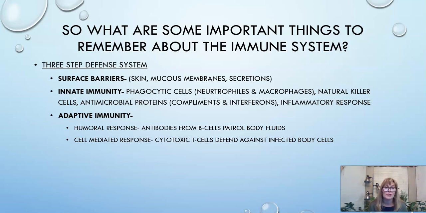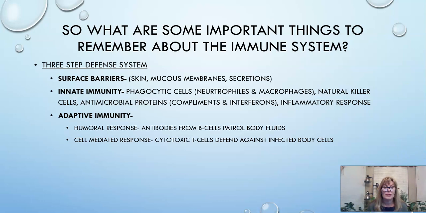So our first line of defense includes surface barriers. This could be a skin or integument of any kind, mucous membranes or different secretions, oils on your skin, the pH of your tears and your saliva, anything like that can work as a surface barrier, and that should be considered your first line of defense.